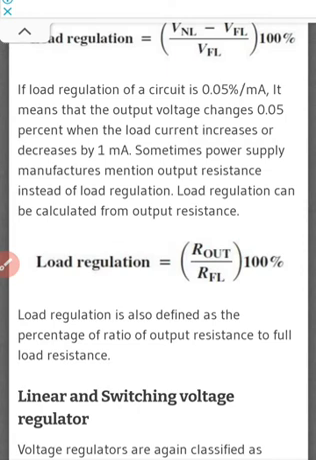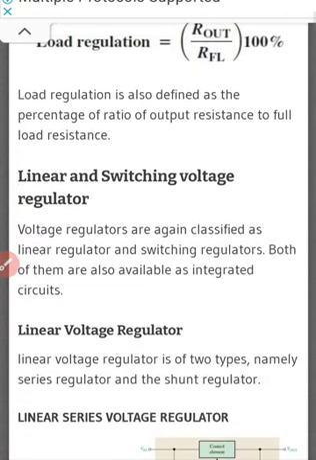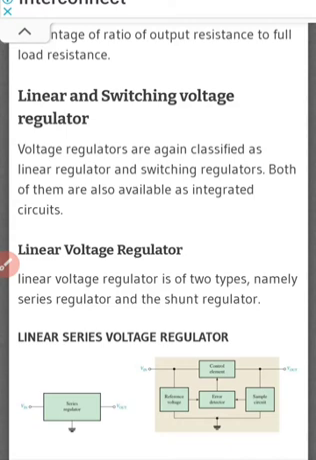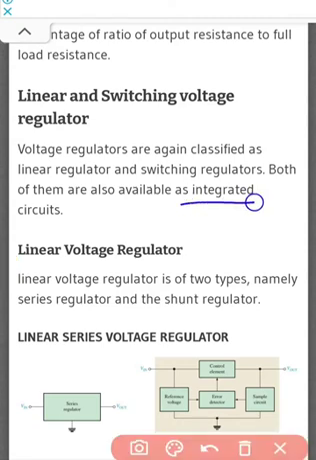Then we come to our linear or switching voltage regulators. These two voltage regulators are generally operated for line and load regulation. These are similar in consequence to the line and load regulator. The only difference is that they incorporate the integrated circuit, so they are also available in integrated circuit format.